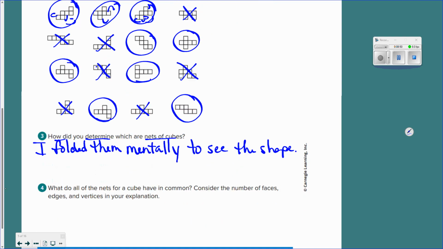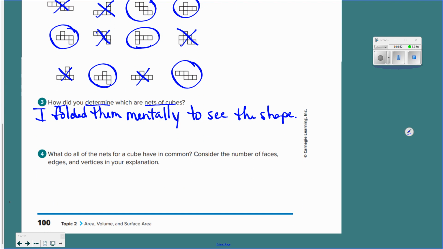Guys, if you didn't have something written, write it down. Our next one: what do all of the nets for a cube have in common? Consider the number of faces and vertices in your explanation.